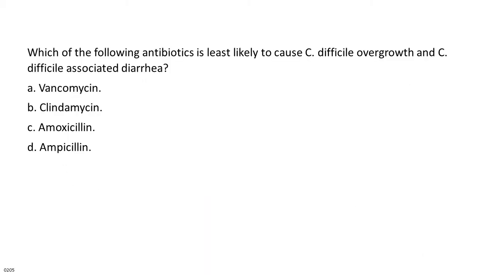Which of the following antibiotics is least likely to cause Clostridium difficile overgrowth and Clostridium difficile-associated diarrhea? A. Vancomycin. B. Clindamycin. C. Amoxicillin. D. Ampicillin.